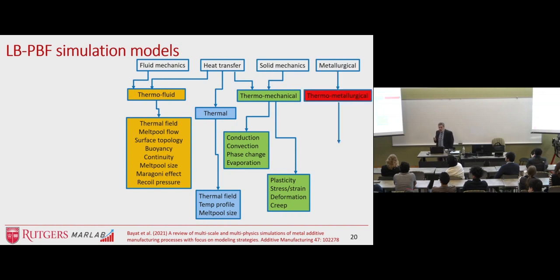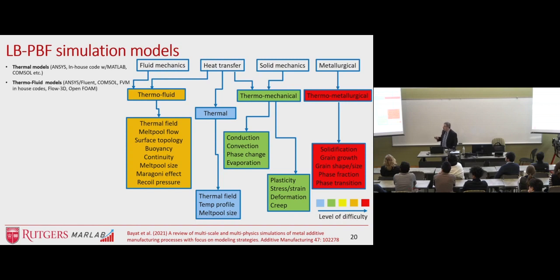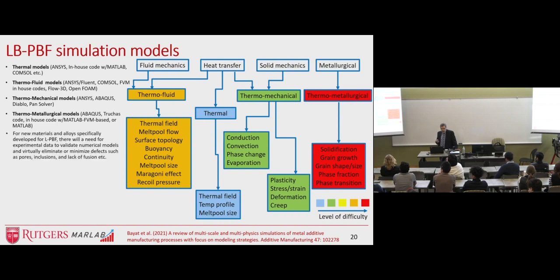From the metallurgical modeling, we can get thermometallurgical models, and then get solidification, grain growth, grain size, phase fraction, and phase transition. If you look at the level of difficulty, this is my understanding of these models: the most difficult are represented with red, the easiest with blue. We can use thermal models using ANSYS or COMSOL type simulation packages, or in-house codes. Thermofluid models, thermomechanical models, and thermometallurgical models we can use.